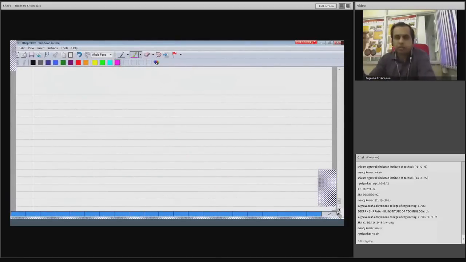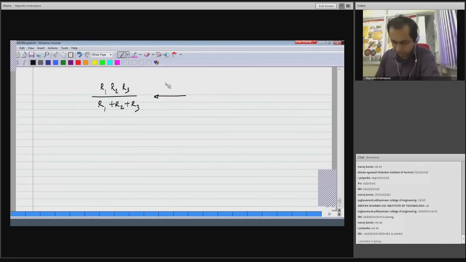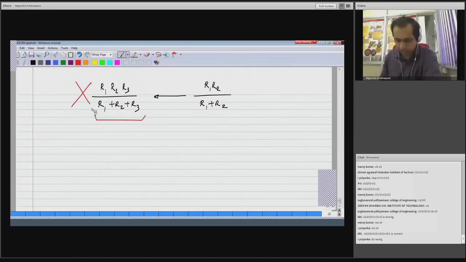Okay, there were no questions, but somebody said if you have three resistances in parallel, the effective resistance would be R1 R2 R3 by (R1 plus R2 plus R3). Now, I assume this person obtained this as an extension of R1 R2 by (R1 plus R2), but somebody already responded, this is not correct. In fact, this cannot be the formula for a resistance.